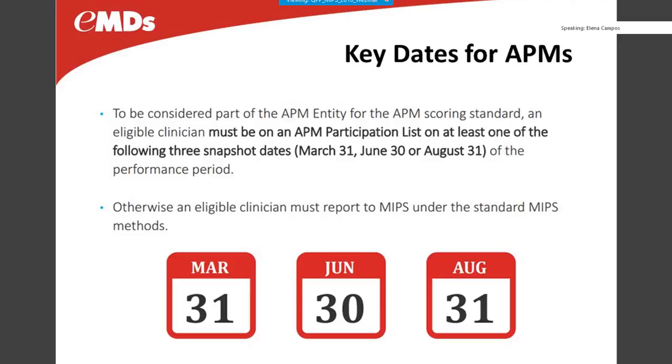So a few key dates to remember regarding alternative payment models. A clinician has to be on an APM participation list by at least one of the 3 dates below. Otherwise, that clinician has to report under the MIPS program.